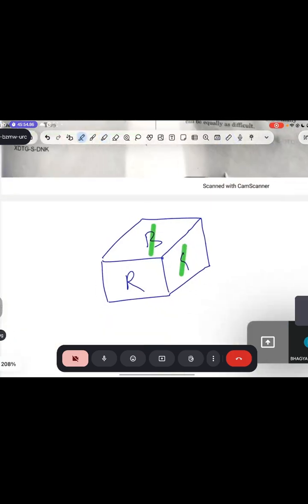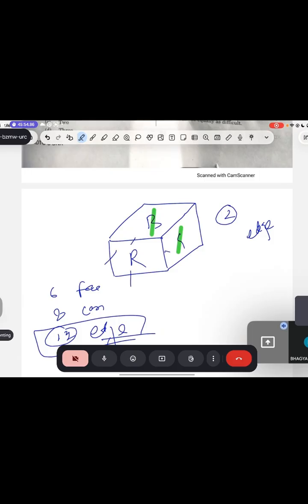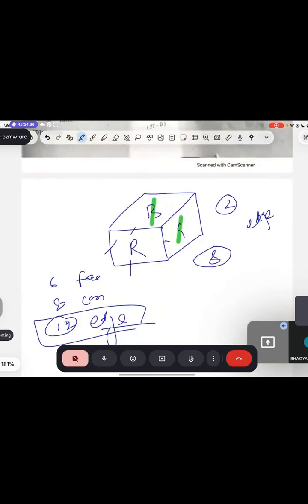Guys, always remember one thing. When they are asking about 2 faces, it means they are talking about edges. Because in one cuboid there are 6 faces, 8 corners and 12 edges. So we have 12 edges. You remove the red portion, so we have at least 8. Here we have to remove only 4 edges, remaining 4.